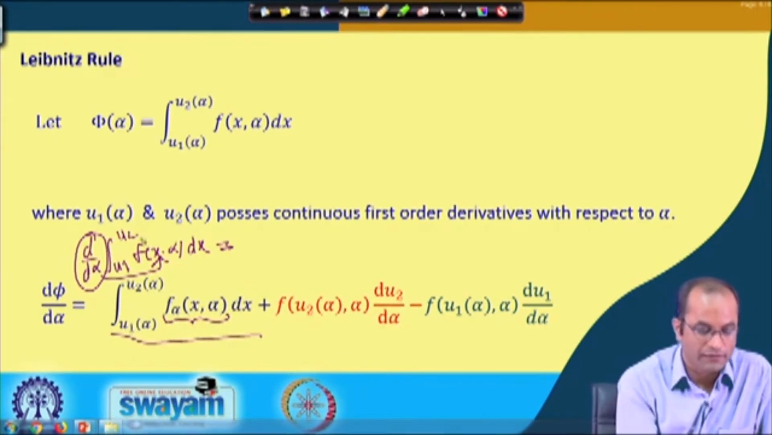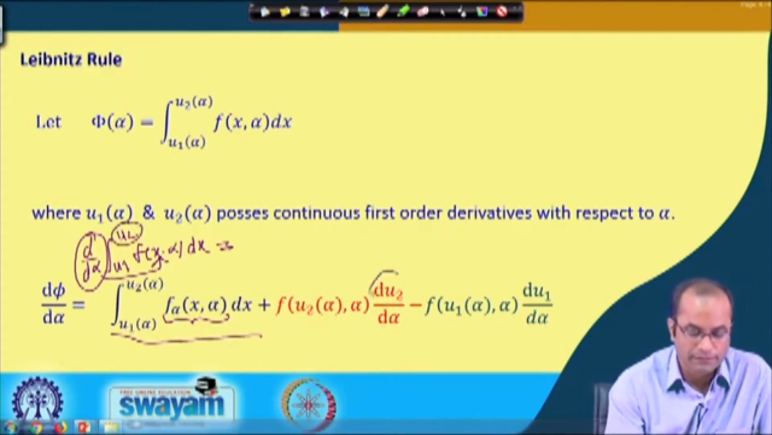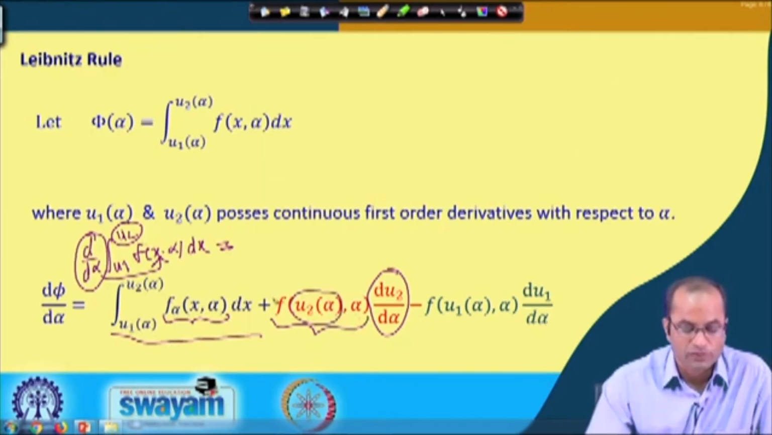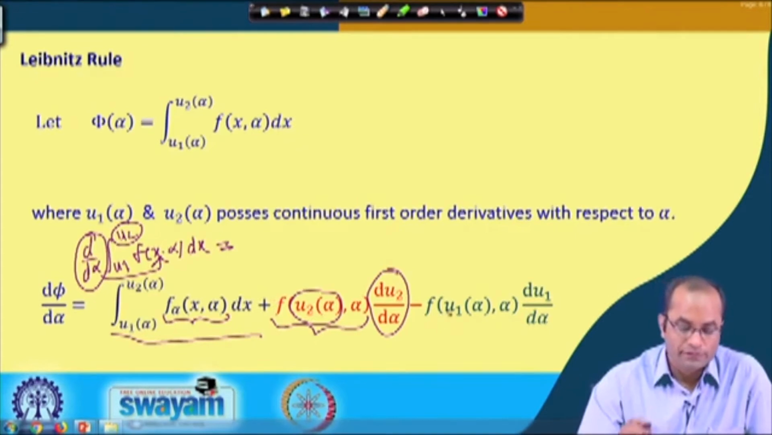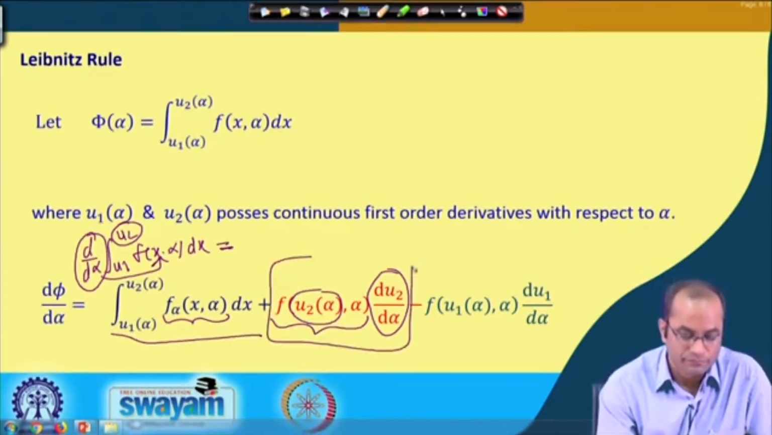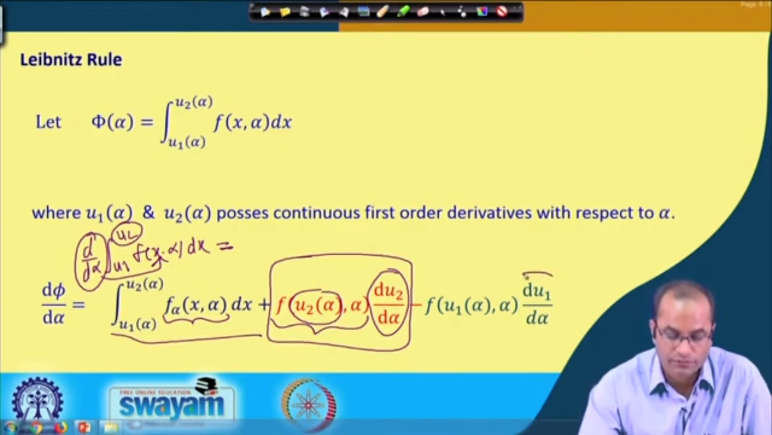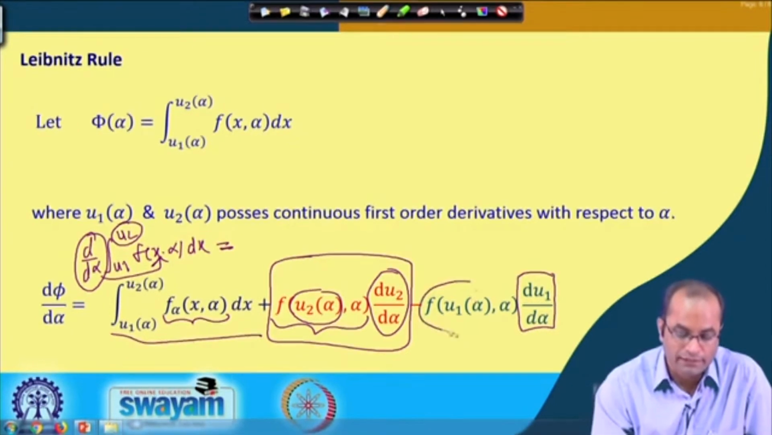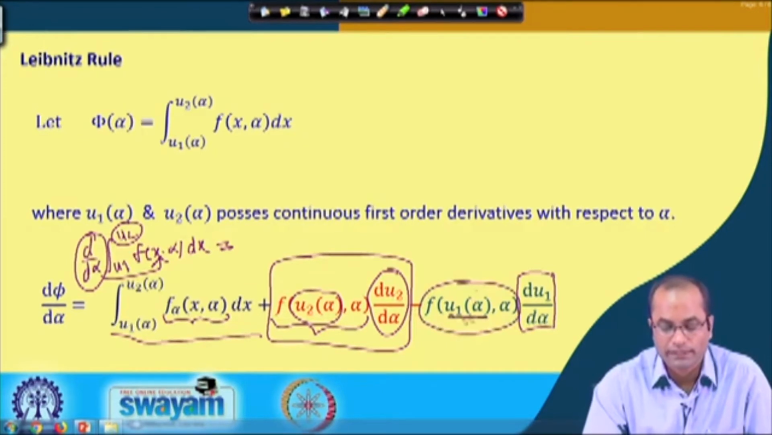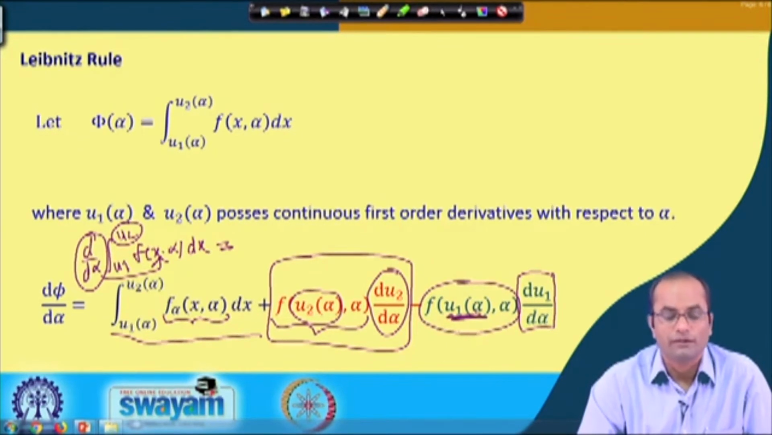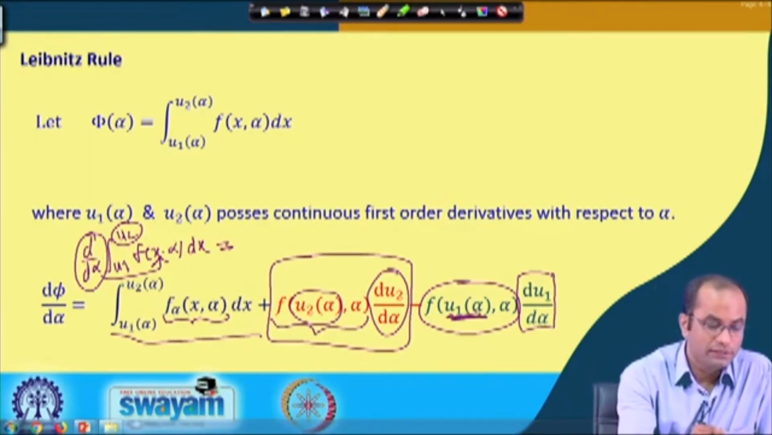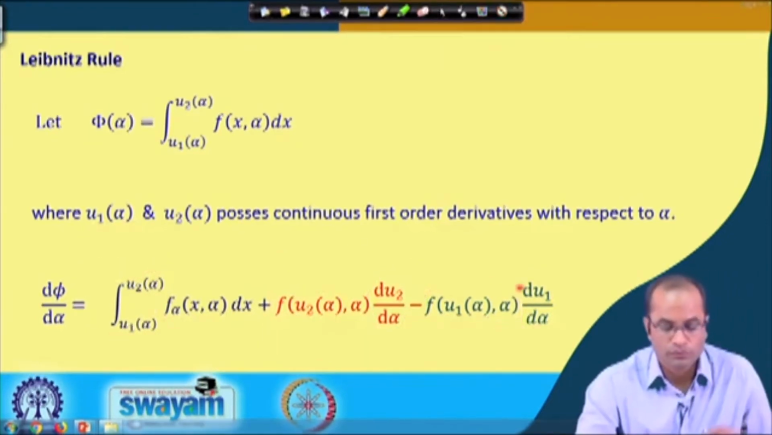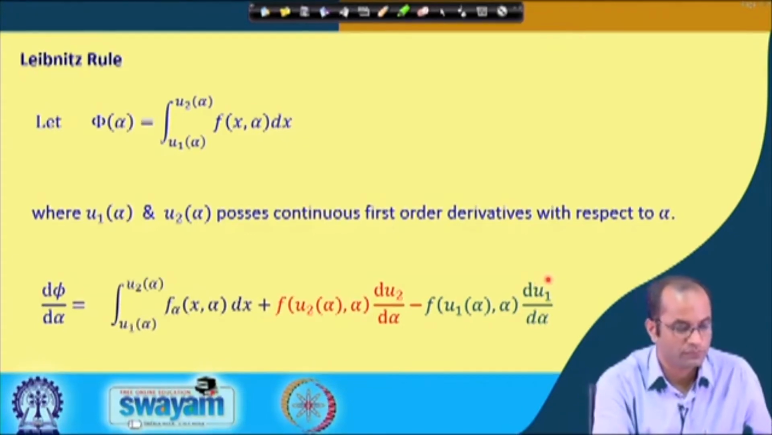The second term will have the derivative of the upper limit, and the integrand will be evaluated again at this upper limit. So, this x will be replaced by u 2 alpha, minus the same scenario again: the derivative of u 1, the lower limit, with respect to alpha, and then the integrand will be evaluated again at this u 1 alpha. So, this is the Leibniz rule, and we will go through this proof also, which is very simple.